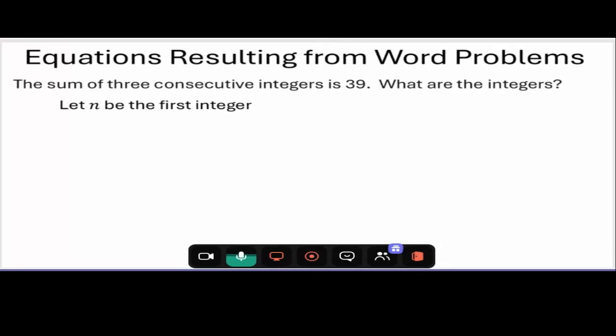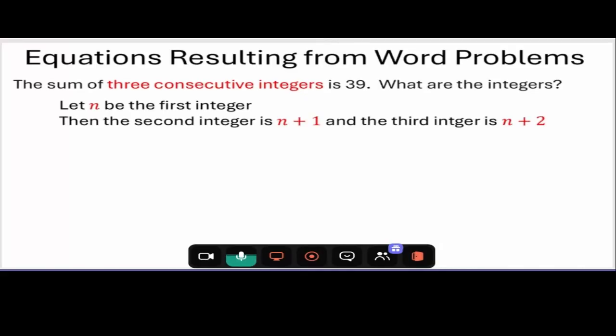Let n be the first integer. Consecutive. What does consecutive mean? Consecutive means one after the other. So if n is the first integer, the next one is one more than that, n plus 1, and the third one is one more than that, which is n plus 2, which, great, as somebody in the class just very astutely figured out. So now what are we going to do with those three integers?